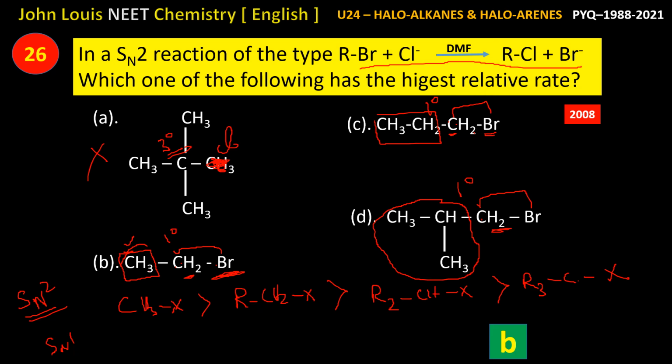The smaller the alkyl group bonded to the carbon which is bonded to the halogen directly, the faster will be the SN2 reaction. So remember this point, so that it will help you to answer any questions of this type. Therefore, option B is the correct answer. Hope you understood it clearly.